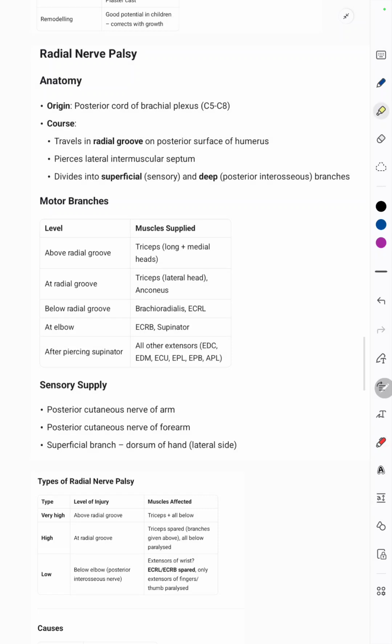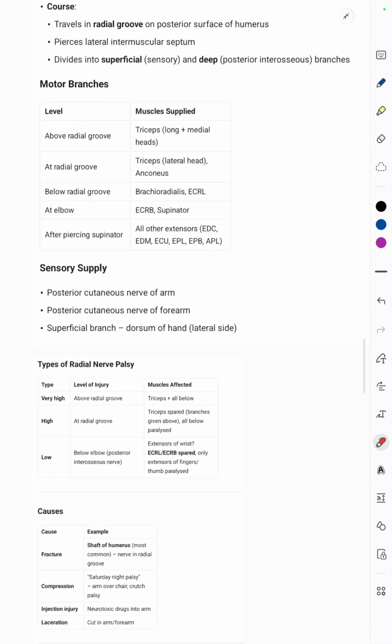The next important topic, that is the radial nerve palsy. So radial nerve palsy, first the anatomy. It originates from the posterior cord of the brachial plexus, C5 to C8, travels in the radial groove or the spiral groove which is present in the posterior surface of the humerus, pierces the lateral intermuscular septum and divides into two, superficial and posterior interosseous nerve.